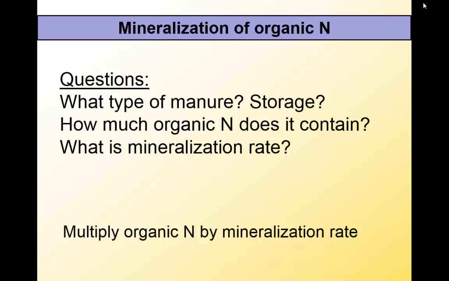This is where another question would come in. This is where you have to understand the different types of nitrogen, the different types of manure, because they might ask you what type of manure, how it was stored, how much organic nitrogen does it contain, and what is the mineralization rate. You might have a very simple question, or you might have one that's complex that asks you several stages. So you'd have to understand that you can lose nitrogen during storage, you can lose nitrogen during application.